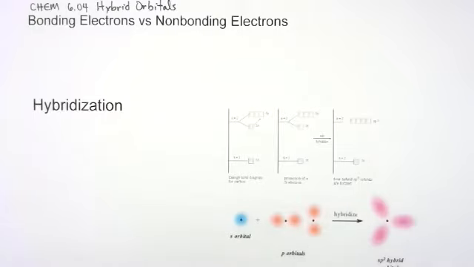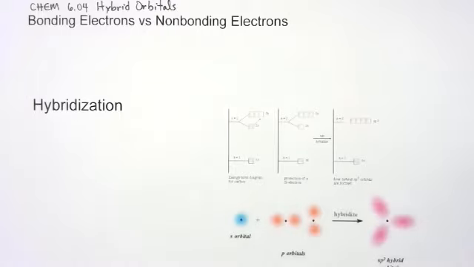All right, welcome to chemistry lesson 6.04 over hybrid orbitals. Just when you think you've got the hang of these darn orbitals, they're going to go and change on us a little bit. And so that's what we're talking about in this video. We're going to start off with bonding versus non-bonding electrons. And I'm going to do the orbital diagram notation and the Lewis structure for carbon tetrafluoride.